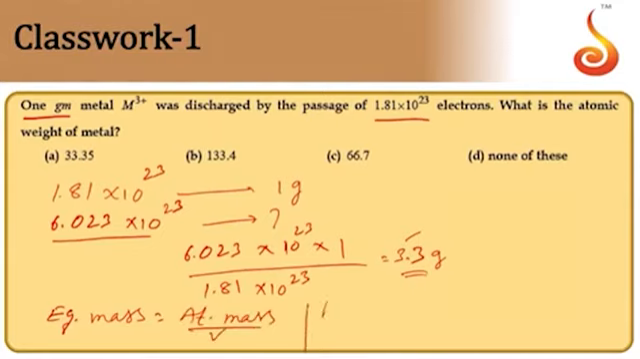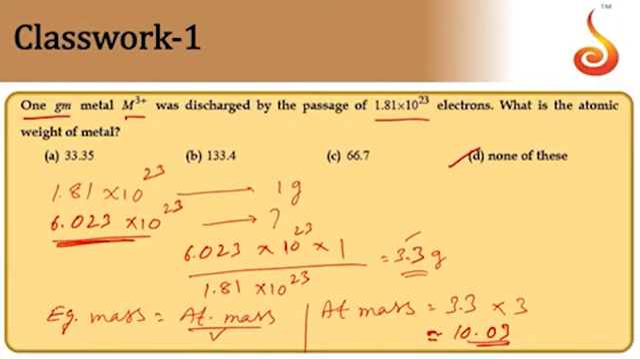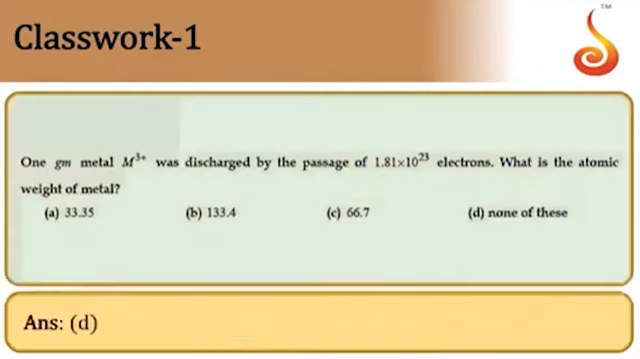We require the atomic mass now. So atomic mass is equal to equivalent mass, 3.3, which you got here, into valency, that is 3. So into 3, the value comes to 10.03. 10.03 is not there, which implies none of these is the answer. The point here is, when you pass 1 mole of electrons, the mass deposited will be equal to its equivalent mass. So the answer is none of these.